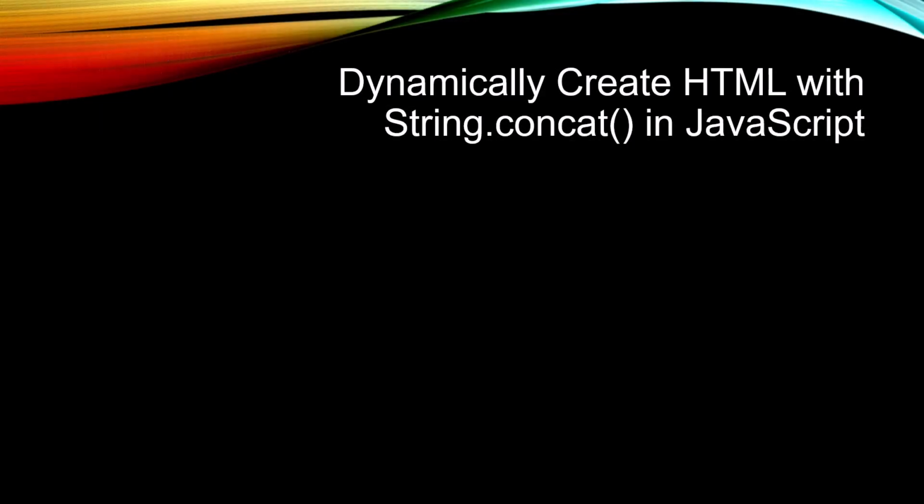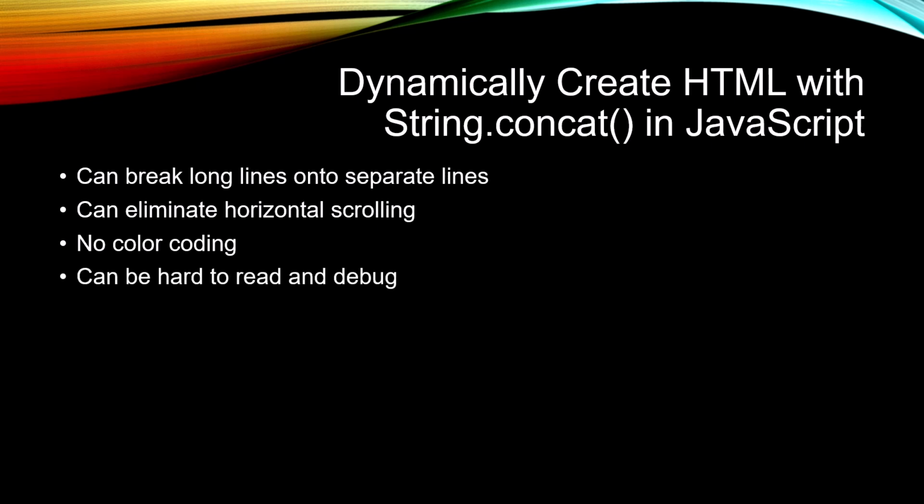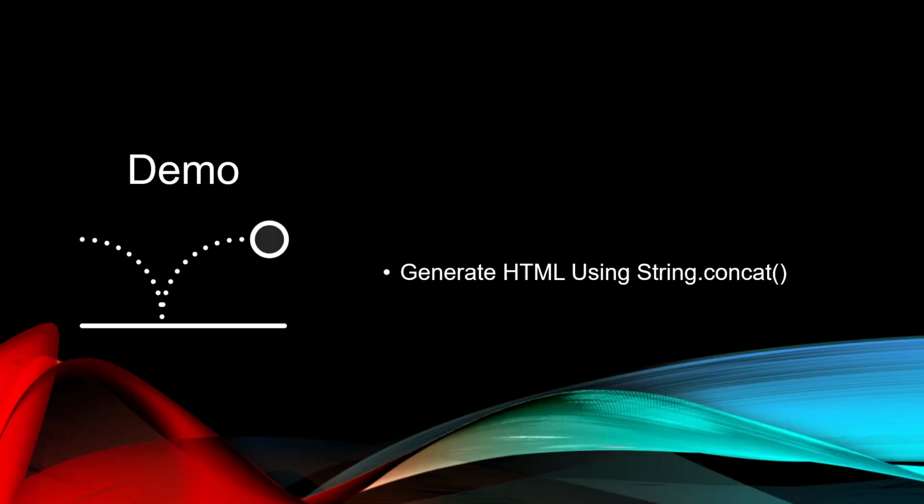You can also dynamically create HTML with the String.concat method. With this, it makes it a little easier to break long lines onto separate lines. We can eliminate that horizontal scrolling, which is nice, but we're still not getting any color coding, so it still can be a little bit harder to read and debug. Still has some performance issues, but maybe not as bad as doing string concatenation all over the place. These are some things we'll take a look at, so let's take a look at generating HTML using String.concat.